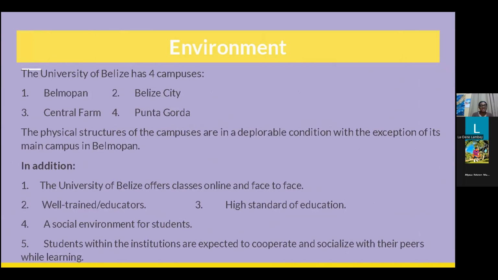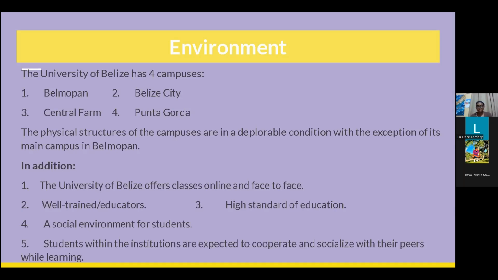The environment is as follows. The University of Belize has 4 campuses: Belmopan, Belize City, Central Farm, Punta Gorda, and the University of Belize also owns and manages 2 marine fuel stations at Calabash and Hunding Key. The physical structure of the campuses are in deplorable conditions, with the exception of the main campus in Belmopan.